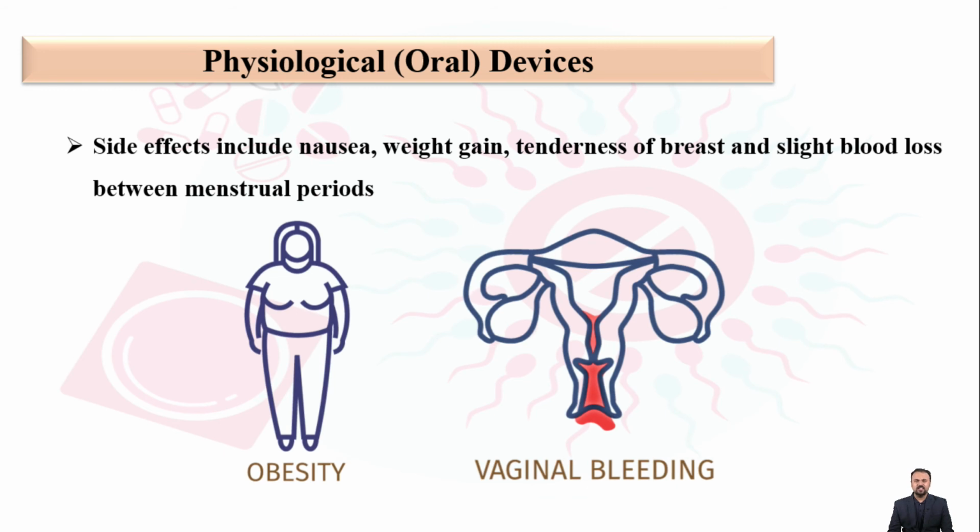Students, other than this, there are some side effects which are connected to the use of these oral pills. These include nausea, weight gain, tenderness of breast, slight blood loss which may occur between the menstrual periods. Also students, recent studies have shown that prolonged use of these oral pills has been connected to different types of cancer like breast cancer and cervical cancer. So students, before taking these oral pills, we always have to consult with a doctor.